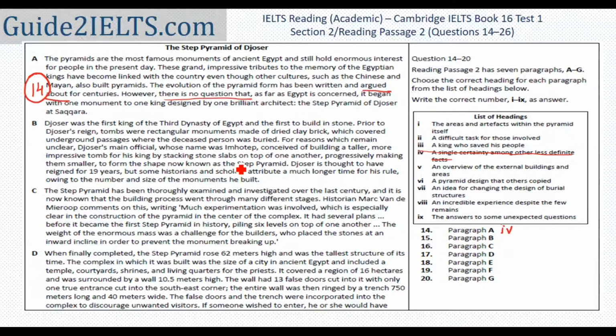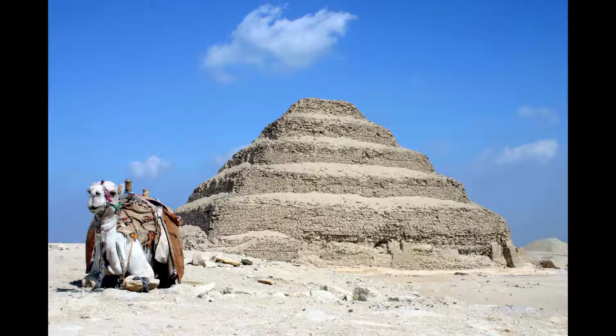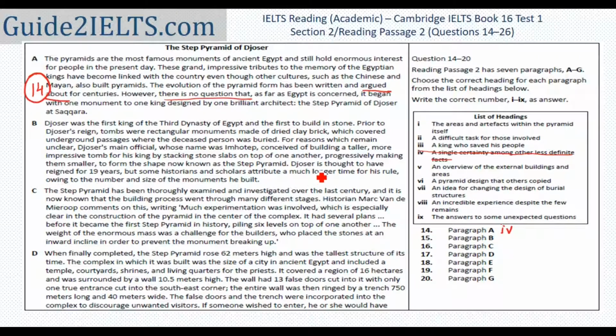Anyway, the main official conceived of building a taller, more impressive tomb, stacking stone slabs on top of one another, progressively making them smaller, to form a shape now known as step pyramid. So step pyramids are where the bottom is the biggest and the top is the smallest. Djoser is thought to have reigned for 19 years. Some historians attribute a much longer time owing to the number and size of monuments he built.